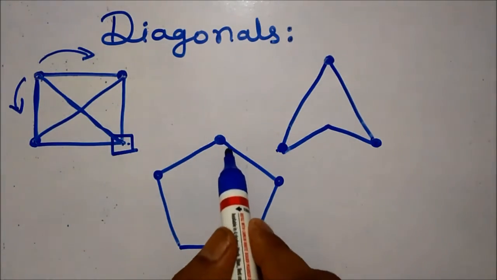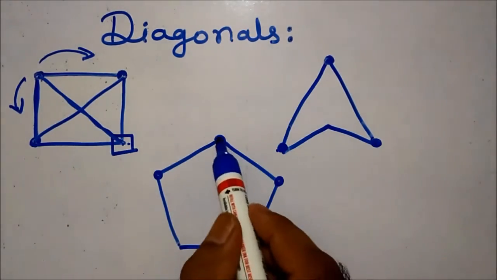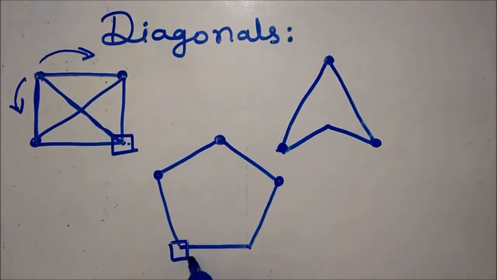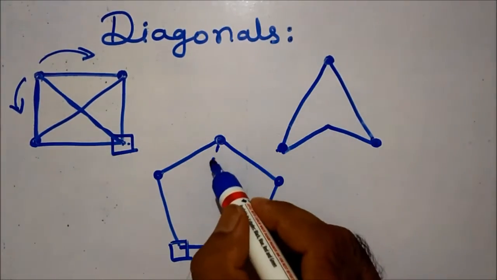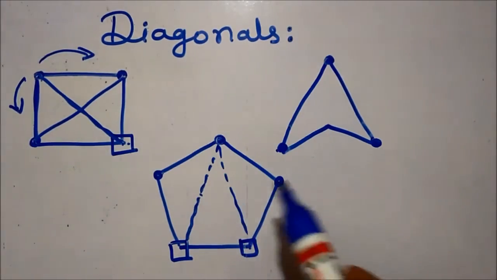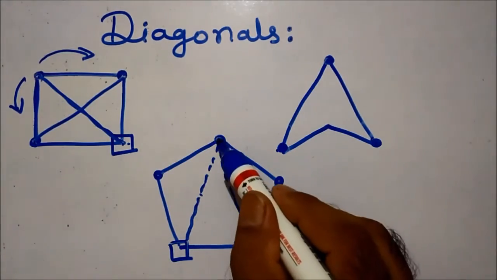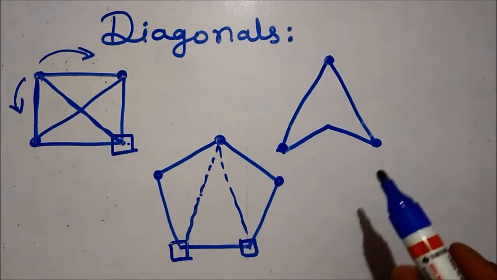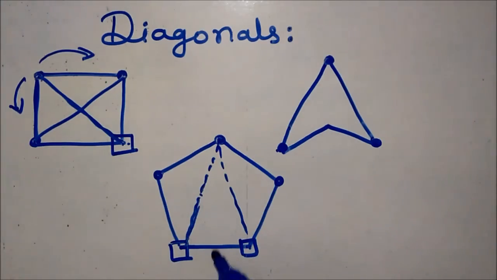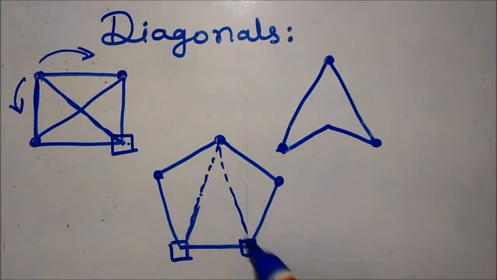Same way, let's take the example of a pentagon and consider this vertex. So 1 and 2 are the consecutive, so which are non-consecutive? This and this. So let's join. So 1 and 2, these two diagonals are joining the non-consecutive vertices, one this and one this. From each vertex we can draw such diagonals.